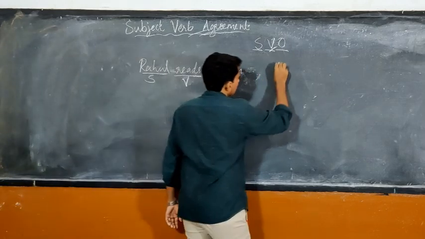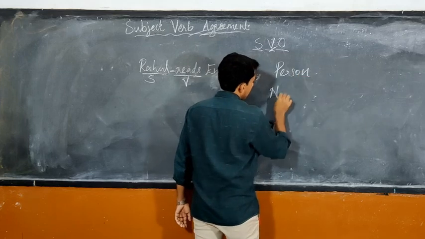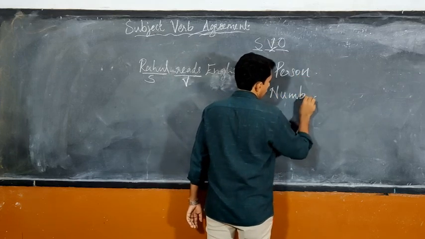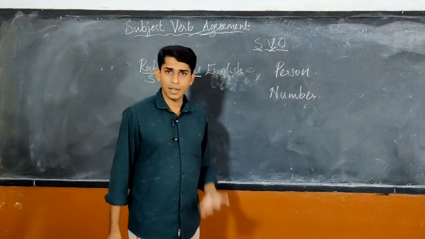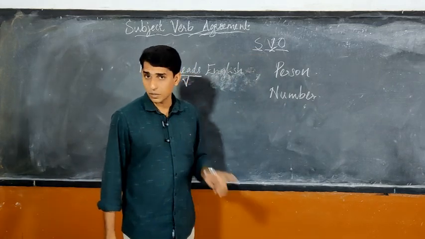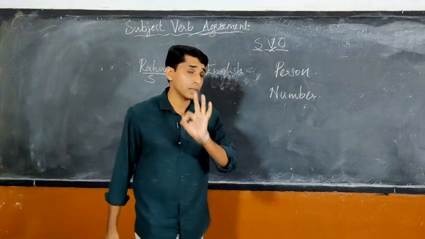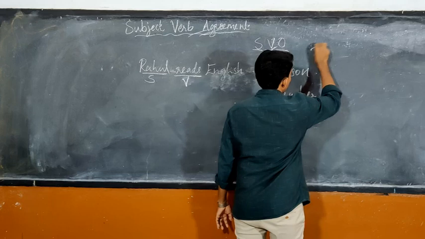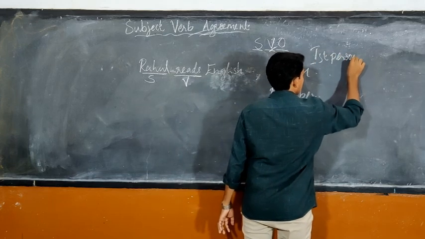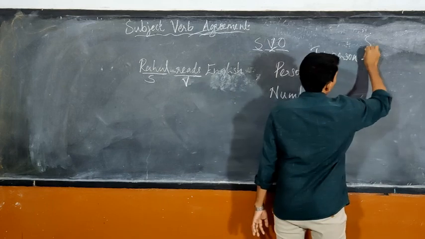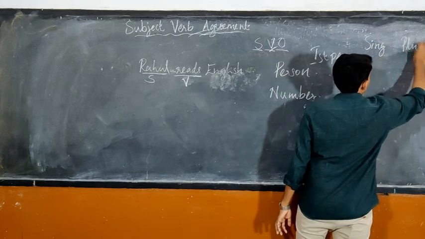One is person, the other one is number. What is person? In English we say the subjects are of three persons. The first one is said to be first person. What is first person? It all has singular and plural.